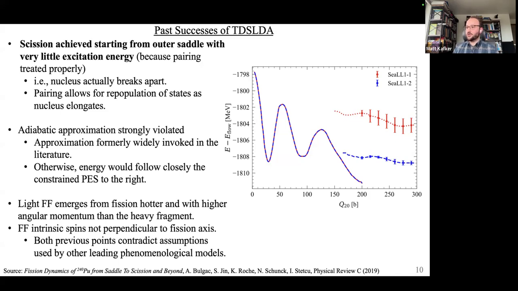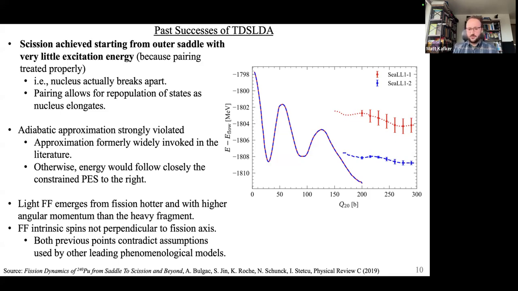And I'm pretty sure the person who figured this out is actually on this Zoom call, which is pretty cool. Anyway, moving past that, that was one of the major achievements of this. Another major achievement of this formalism was that it demonstrated that the so-called adiabatic approximation is strongly violated.